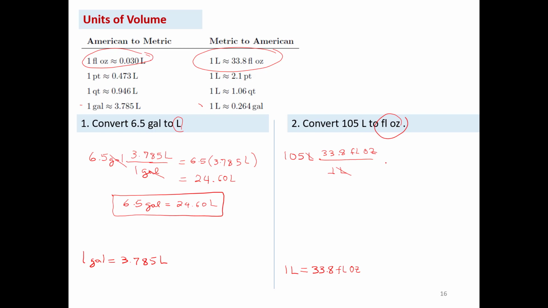And if we multiply this one, we have 1.5 times 0.8 fluid ounces. If we multiply these numbers together, we will get about 3,549. And finally, we had 1.5 liters equals about 3,549 fluid ounces.